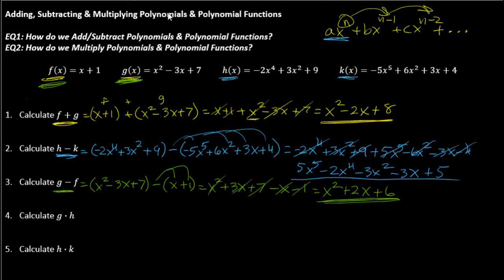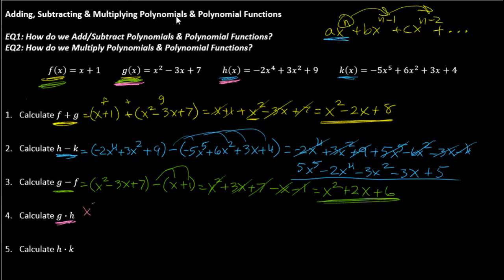Okay, so now this is where it can get a little bit ugly, and we already saw an example of this in the getting ready assignment. So now we're going to multiply, and again, this isn't really anything new. All it is, is foiling and then combining like terms at the end. So we're going to do g times h.